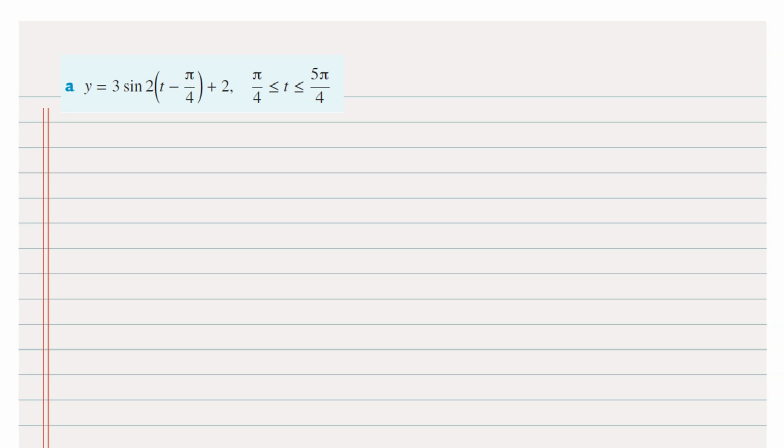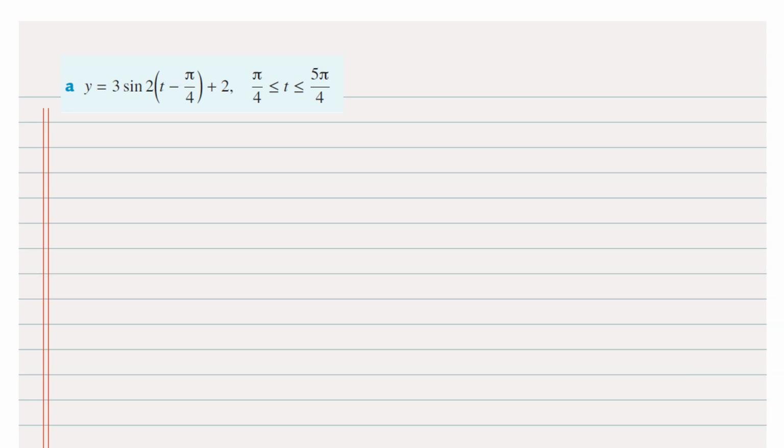In this video, we're going to have a look at how we can graph a trig function, more specifically the sine function that has undergone both amplitude and period dilation, as well as some horizontal and vertical translations. So consider this example here, y equals 3 times sine 2 times (t minus pi over 4) plus 2. We're going to graph this particular function over a domain of pi over 4 to 5 pi over 4.